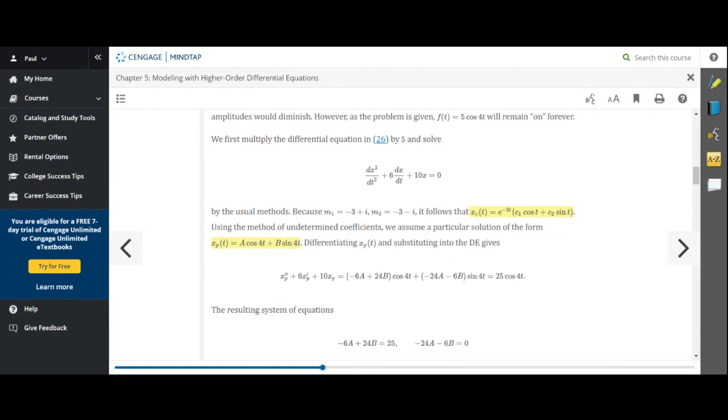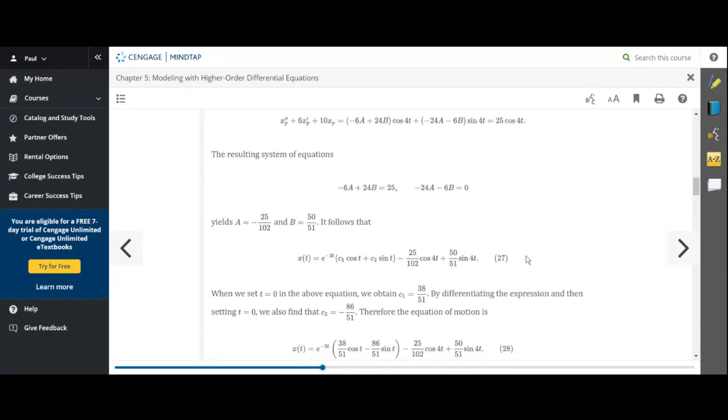And so you're going to differentiate your particular solution twice, and then substitute it into the differential equation. And then you're going to solve for your coefficients A and B. And of course, for taking the derivatives, you can always check your derivatives using MATLAB to help you.